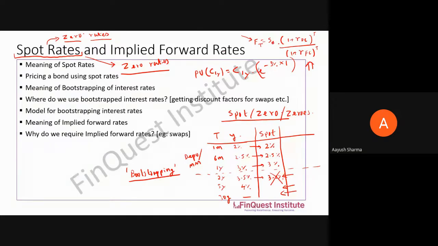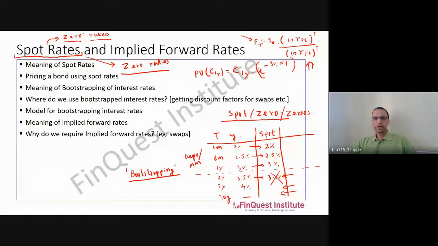And sir, where are they used? Because it's written pricing bond using spot rate. So that means spot rate is not itself the price of the bond. No, no. We'll come to that. Maybe once we have an idea of how exactly, if anyone has any questions on spot rates, we'll resolve that first, and then we'll come to how to use spot rates for bonds. Okay, sir. Does anyone have any questions?